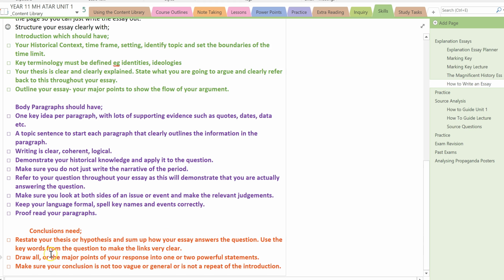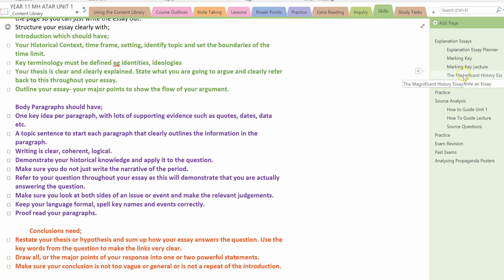All right, so then we come down to the conclusions. You need to restate your thesis, sum up how your essay answers the question to make your links very clear. Draw all or the major points of your response into one or two powerful statements. Don't repeat the introduction. Don't make it vague. Try not to make it sound like an afterthought. Easier said than done when you've got a timed essay. Okay, it can be quite tricky. And it's normally that we don't leave enough time at the end for that. That, I think, will develop with a bit of practice.